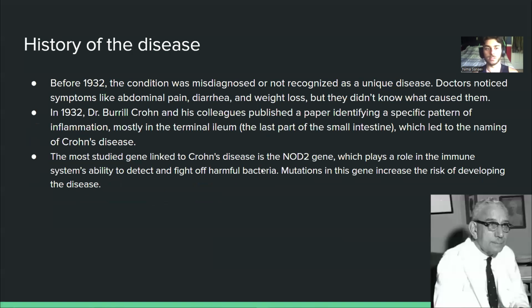The history of this disease. Before 1932, the condition was misdiagnosed or not recognized as a unique disease. Doctors noticed symptoms like abdominal pain, diarrhea, and weight loss, but they did not know the cause of them. That was until 1932, when Dr. Crohn and his colleagues published a paper identifying a specific pattern of inflammation, mostly in the terminal ileum, the last part of the small intestine, like we mentioned before, which led to the naming of Crohn's disease, named after Dr. Crohn.